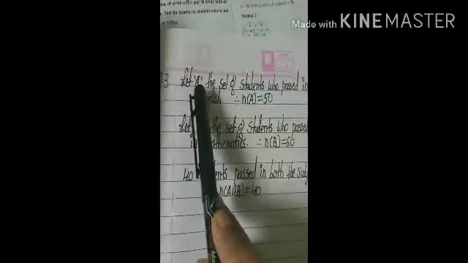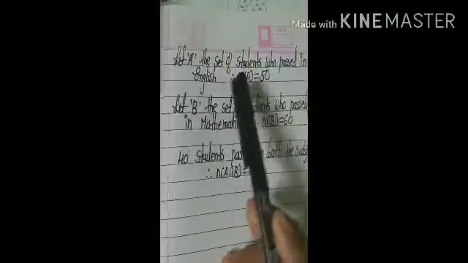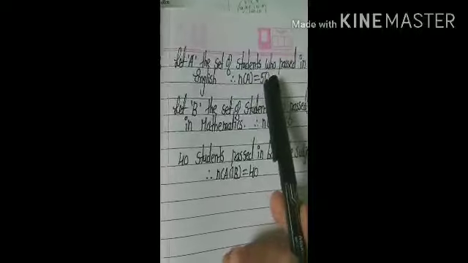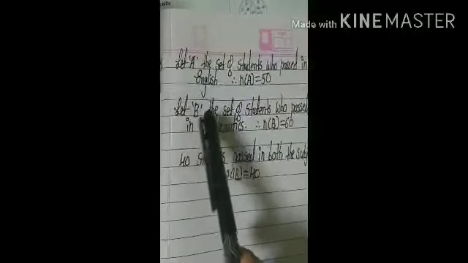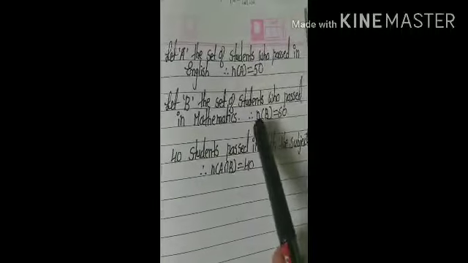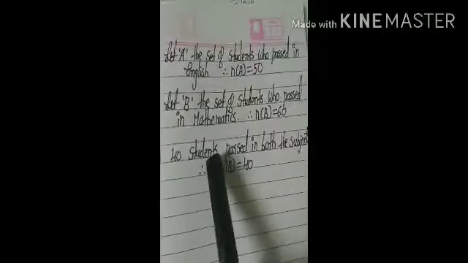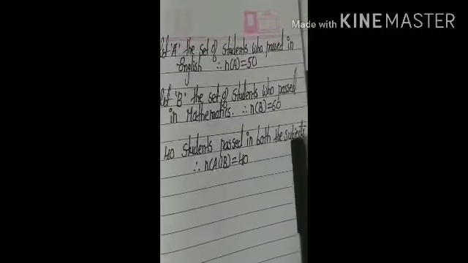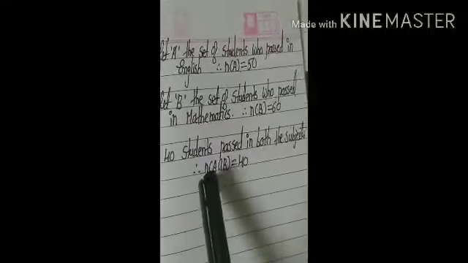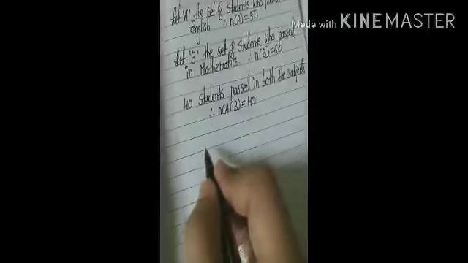We will solve question number 3. Let A be the set of students who passed in English. Therefore, n(A) equals 50. Let B be the set of students who passed in mathematics. Therefore, n(B) equals 60. 40 students passed in both the subjects. It means n(A intersection B) equals 40. Now, we apply the formula.